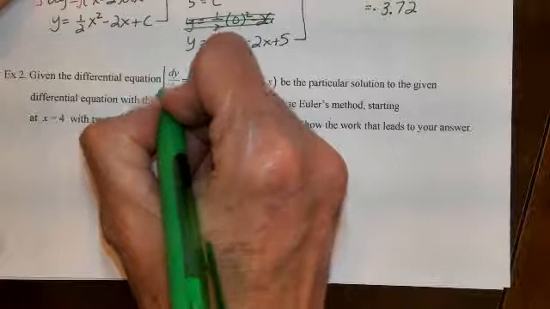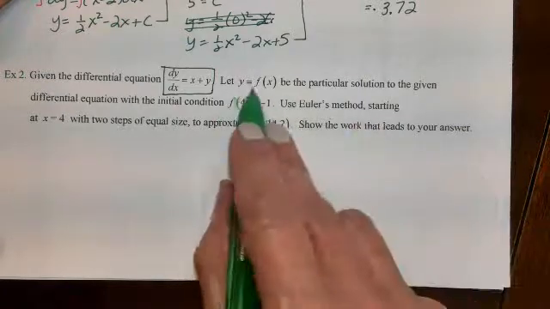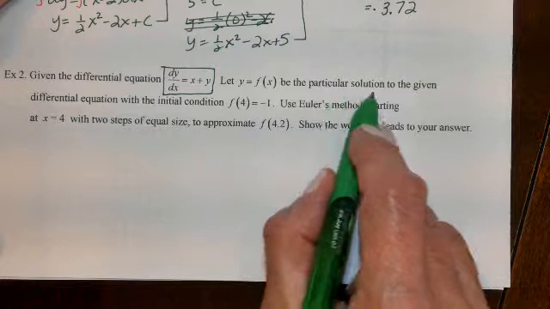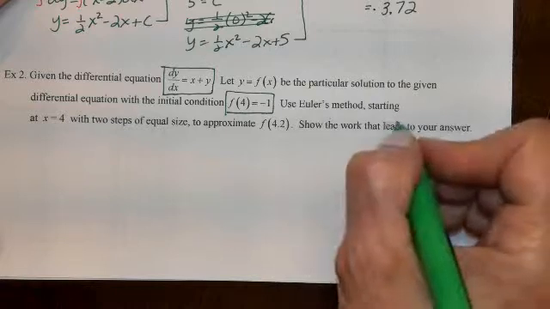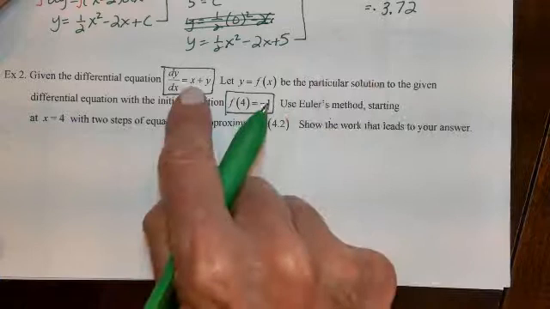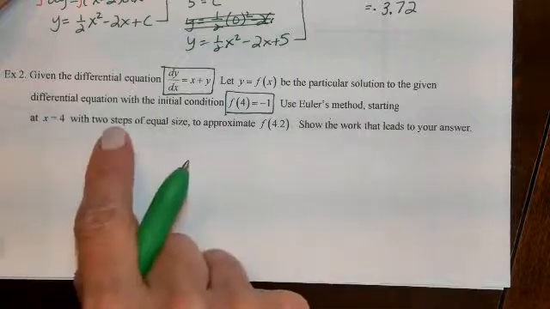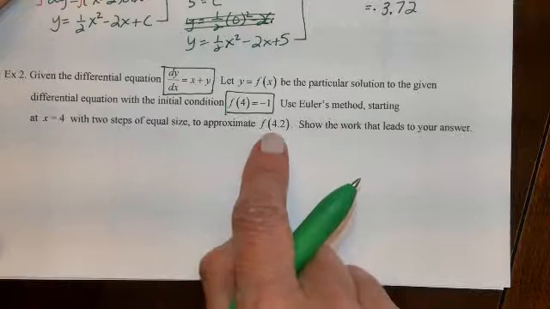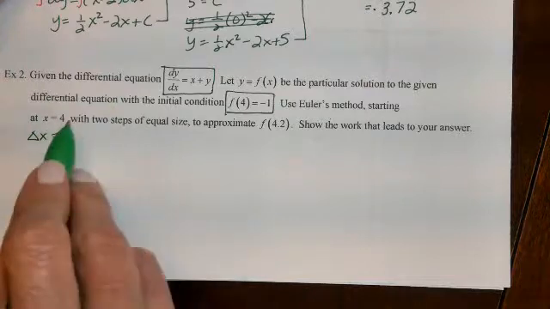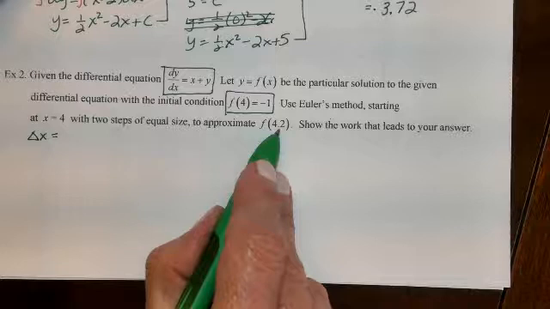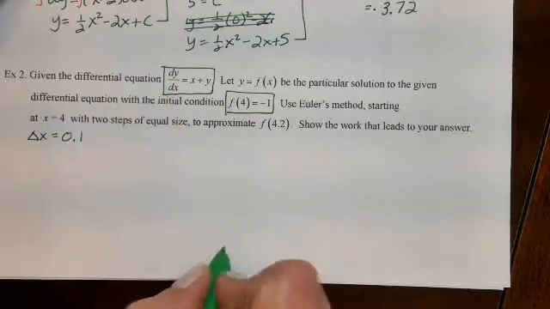Example 2. Given this differential equation, this was our x plus y here. Given dy/dx equals x plus y, let y equals f of x be the particular solution to the given differential equation with initial condition f of 4 is -1. So let that be. We can't find it, but just let it be. All right, use Euler's method starting at x equals 4 with 2 steps of equal size to approximate f of 4.2. So step 1, I always find delta x. So what is delta x here? We're going from x equals 4 to x equals 4.2 in 2 steps of equal size. So delta x has to be 0.1. Okay?